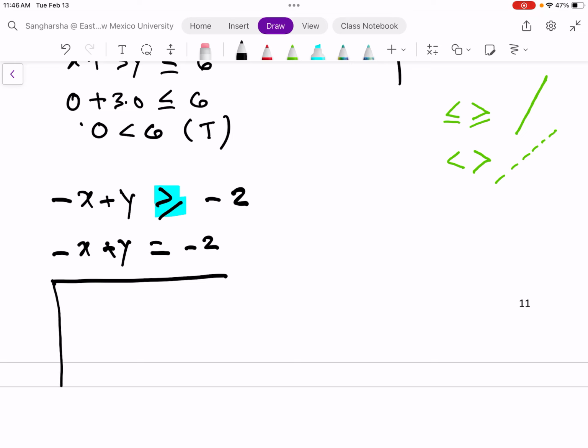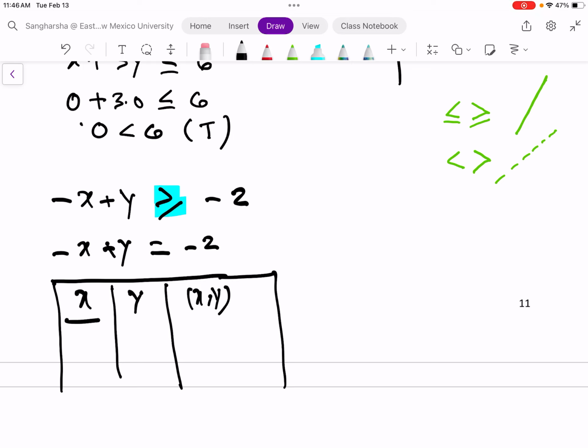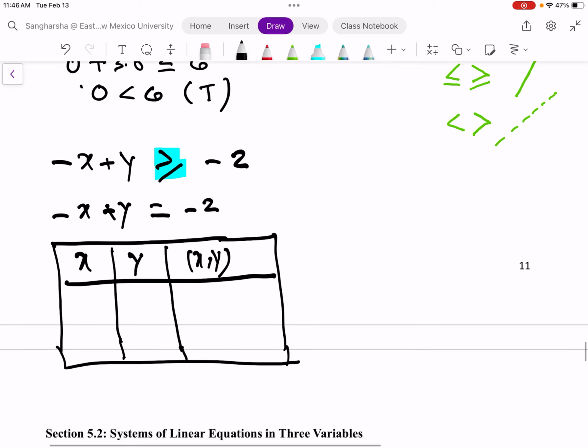So you choose x, you find y, and you get an xy point. You always go for 0. That makes it easy, unless you get a fraction, then you can choose something different. But if you don't get a fraction, 0 is the best option. So if x is 0, what is y? Negative 2, right? So we have 0, negative 2. Now let's choose y equals 0. If y is 0, then we get x equals positive 2. So 2, 0 is the point.